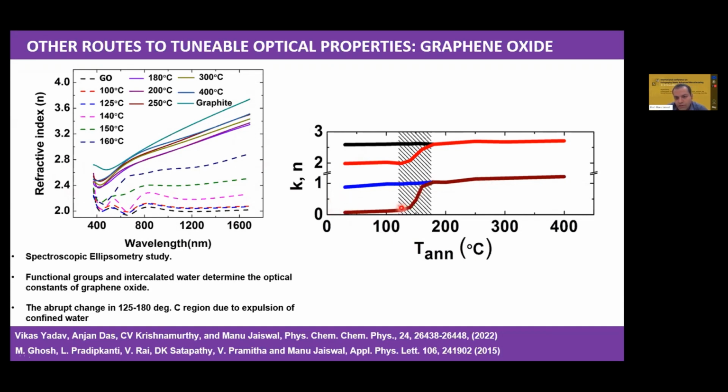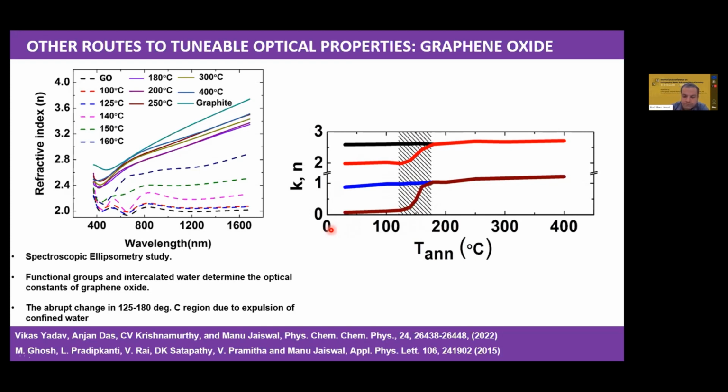But over a narrow interval, this hatched region, the optical properties really change by a tremendous amount. That is, the refractive index and K both change like a step function. And this we could identify is due to the expulsion of trapped water. Monolayers of water are trapped between the sheets, and once they are eliminated, the refractive index can become significantly different from what it was.